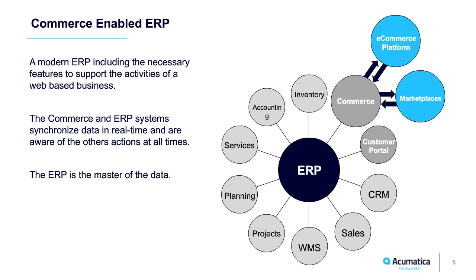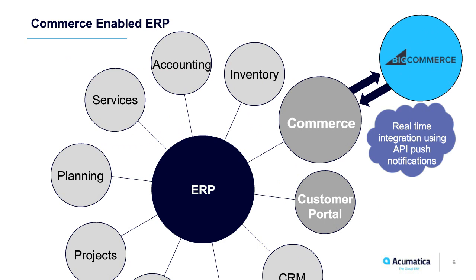Like I said, in our case, what we've done is we've built the Commerce Connector, and it includes a native integration to BigCommerce. That's what we're going to be showing you today. And we're using the REST APIs that Acumatica has built, and then also the BigCommerce has built, to offer a real-time integration between the ERP and BigCommerce.